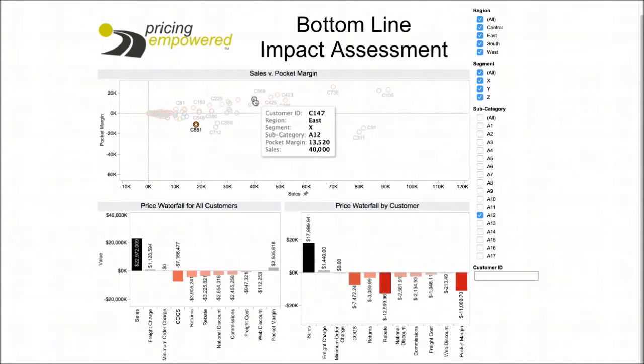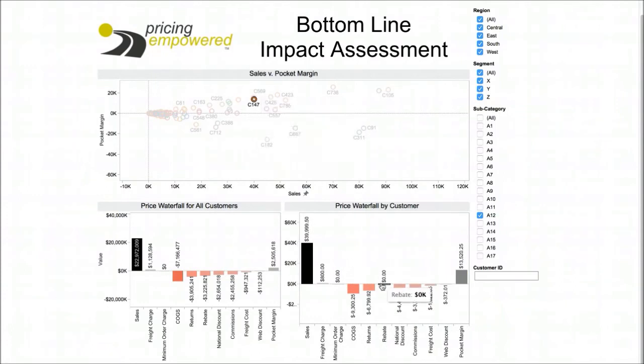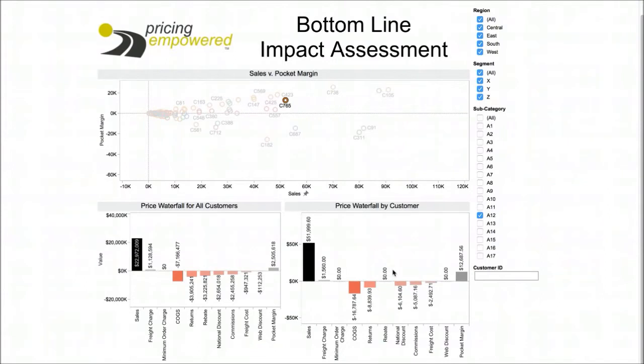So overall, this specific point is low performing, and most of it can be attributed to its subcategory and its high rebate.